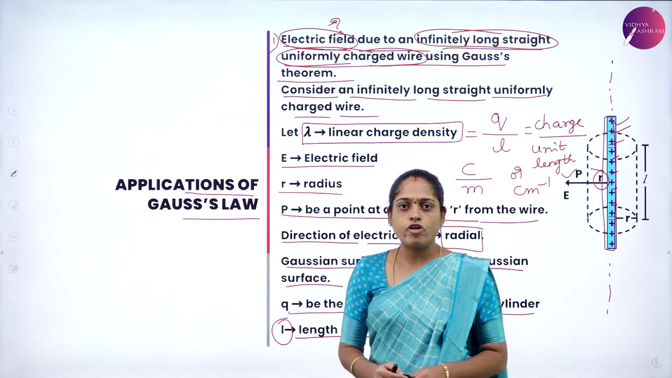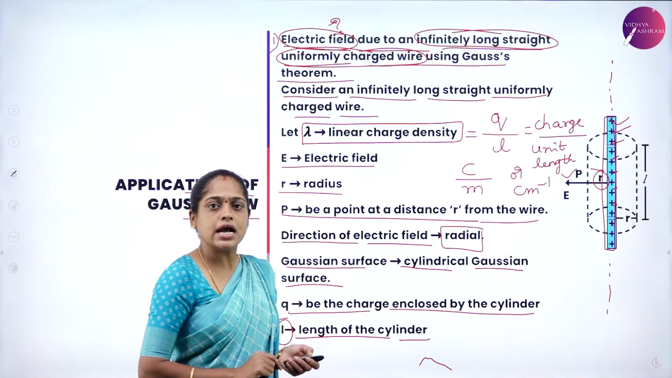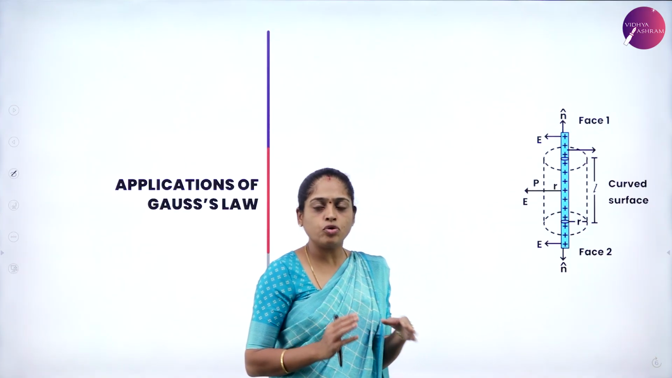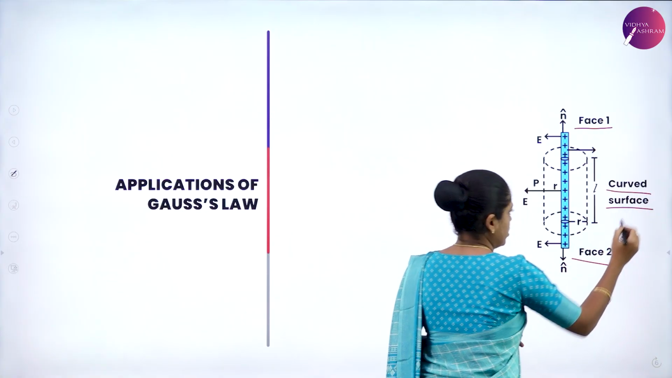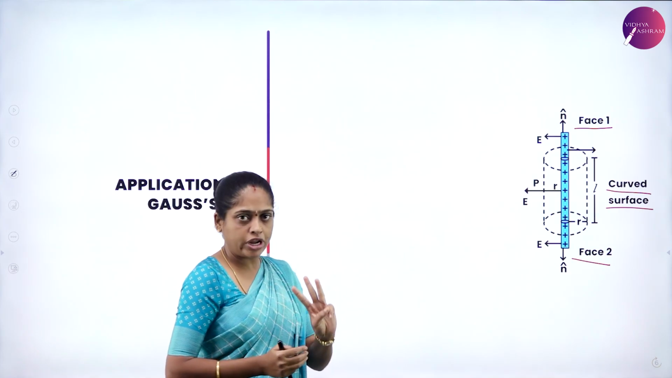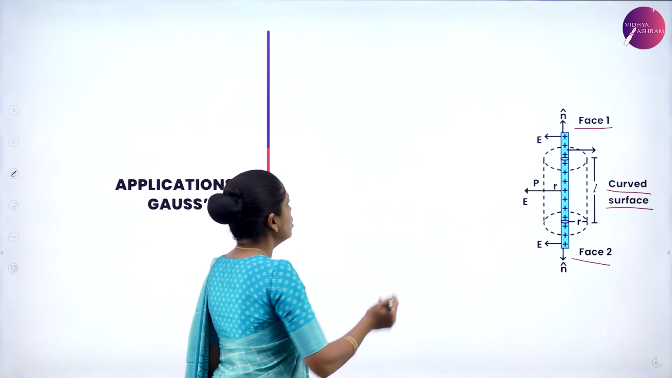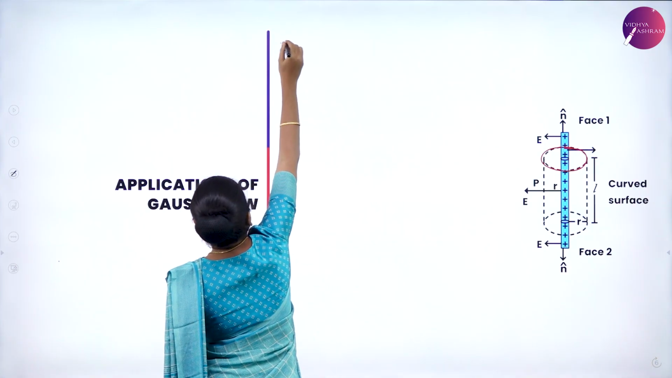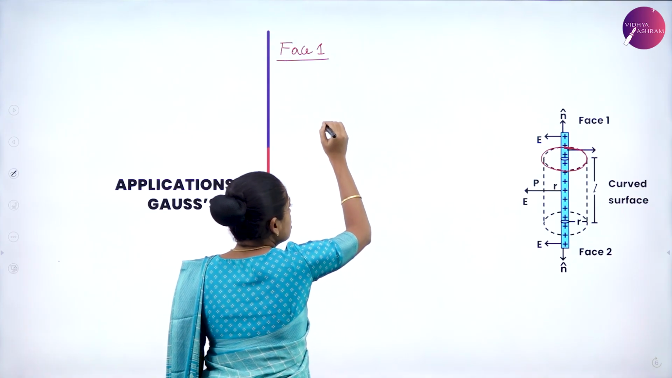To find the expression for the electric field, the first step is to calculate the flux through the cylindrical Gaussian surface. So let us divide this cylindrical Gaussian surface into three parts: face 1, face 2 and the curved surface. So this imaginary Gaussian surface is divided into three parts to calculate the flux through all the three parts. Consider face 1. Through this face 1, let us calculate the total electric flux.